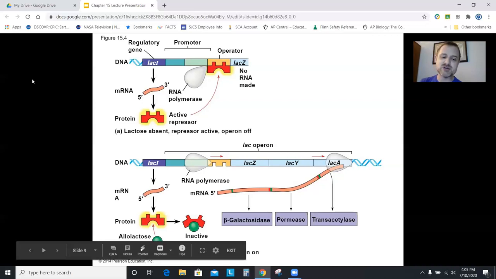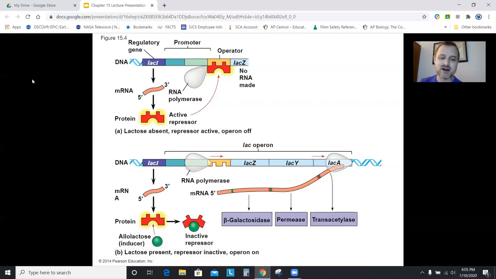So this slide shows this little green circle. I need that bar to go away. The green circle is allolactose. So I said 30 seconds ago that lactose is what turns the operon on. It's actually allolactose, which is an isomer of lactose. Don't worry too much about that. Just keep in mind, if you have lactose, you have allolactose. So allolactose turns off the repressor, which turns on the operon.